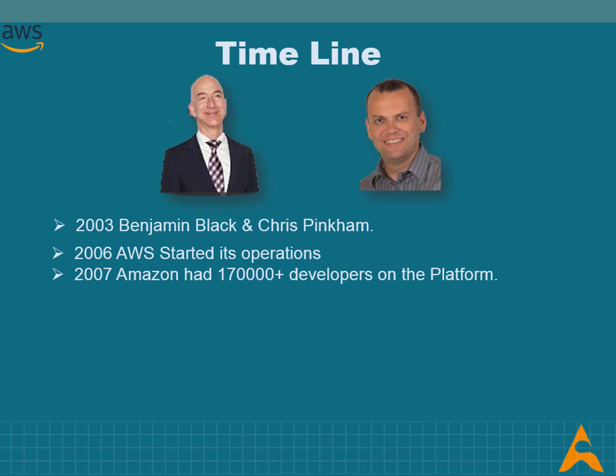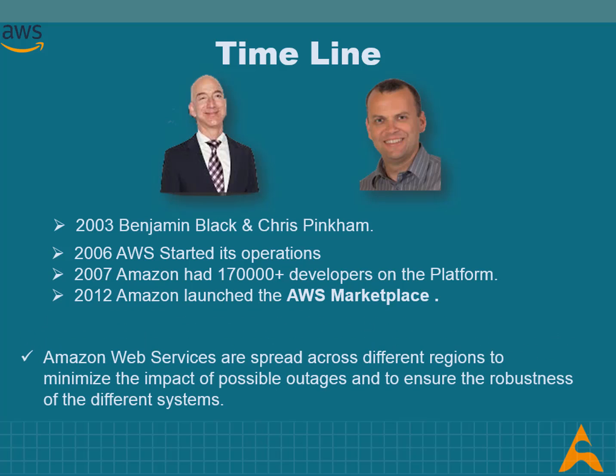In 2012, Amazon launched AWS Marketplace to accommodate and grow the emerging ecosystem of AWS offerings from third-party providers that have built their own solutions on top of the Amazon Web Services platform. The AWS Marketplace is an online store for Amazon Web Services customers to find, compare, and begin using AWS software and technical services. Now, these Amazon Web Services are spread across different regions to minimize the impact of possible outages and to ensure robustness of different systems.